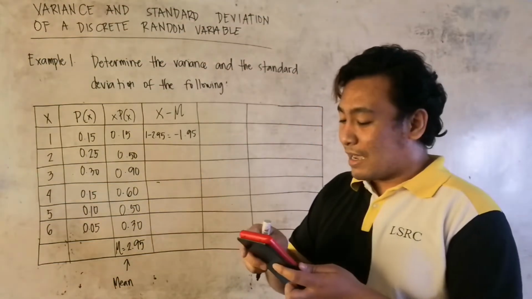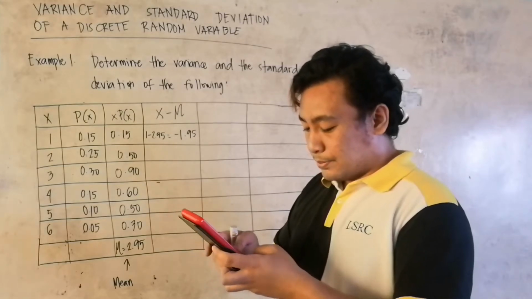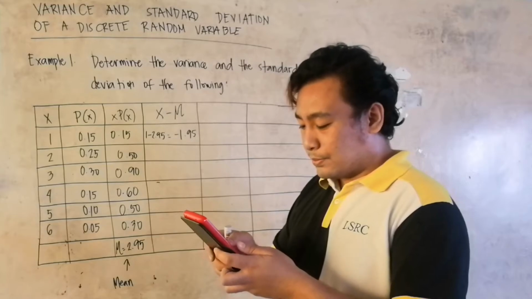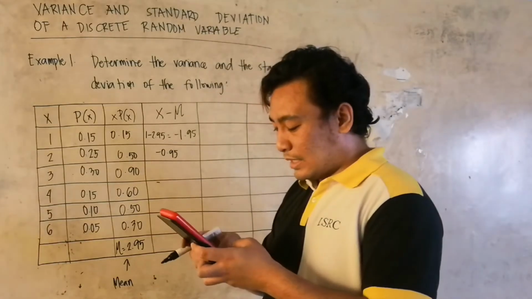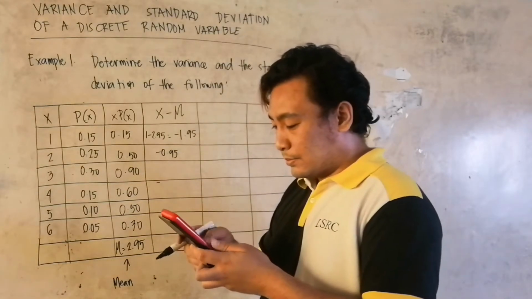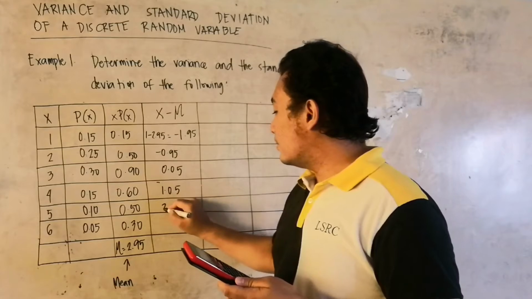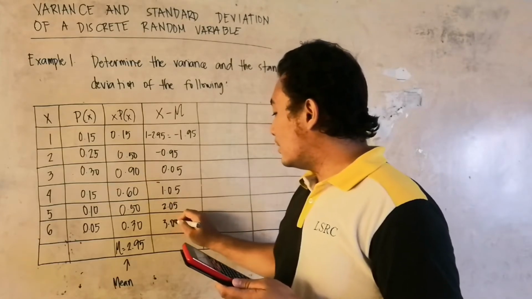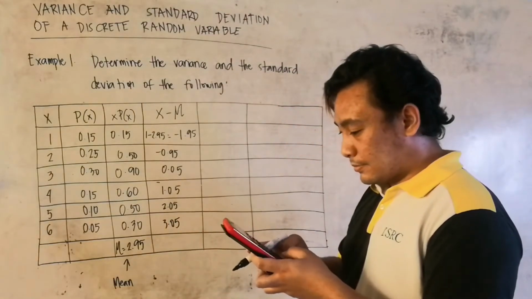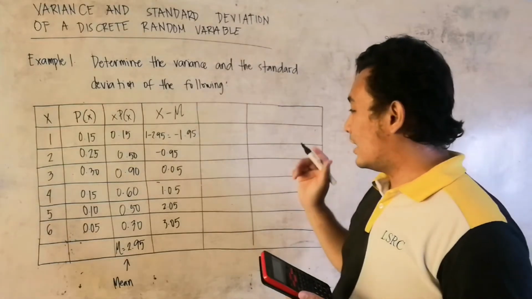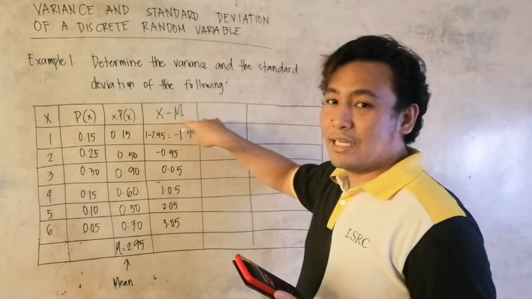So this is negative 1.95, and 2 minus 2.95 is equal to negative 0.95. 3 minus 2.95 is equal to 0.05, and then we have 1.05, 2.05, and 3.05. So let's check. So tama siya. So next is, on the formula, ang next na gagawin natin is to square itong x minus mu natin.